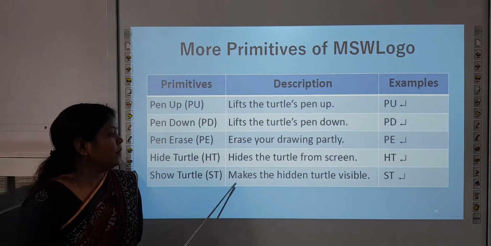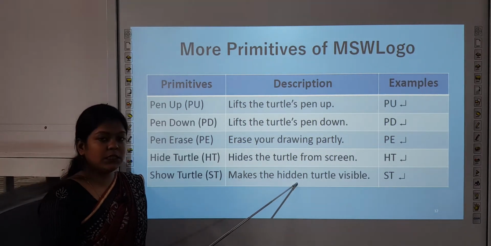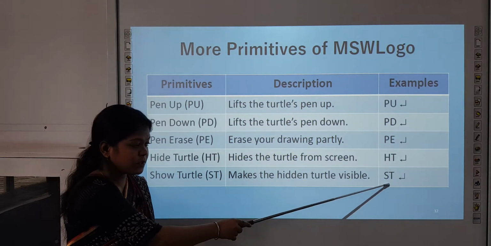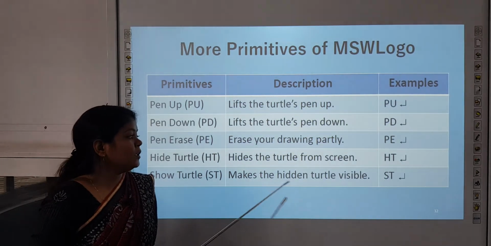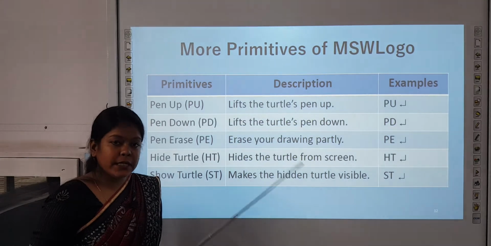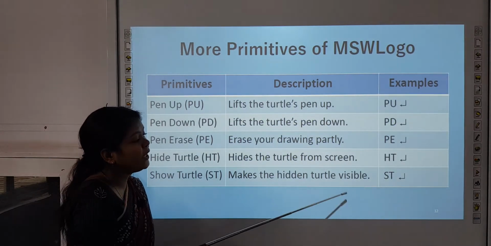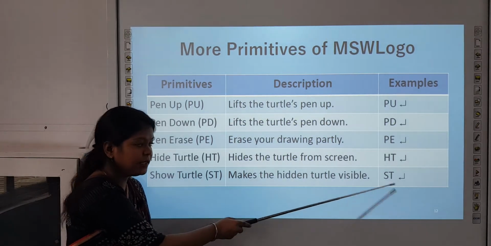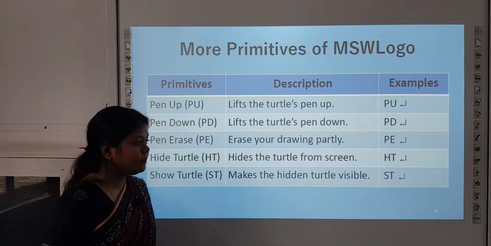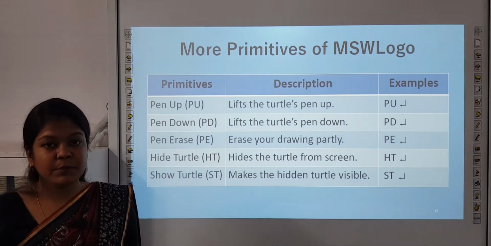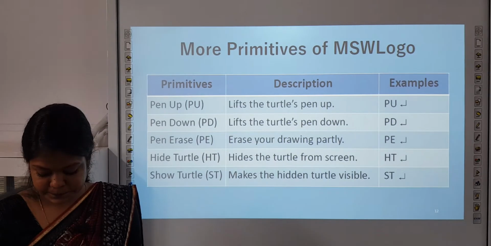ST primitive makes the hidden turtle visible. So, if you want your hidden turtle visible again, to make the turtle visible, you can write ST and press enter. Okay. So, now your turtle will be visible on the main screen.